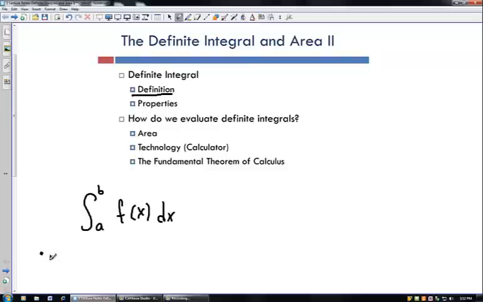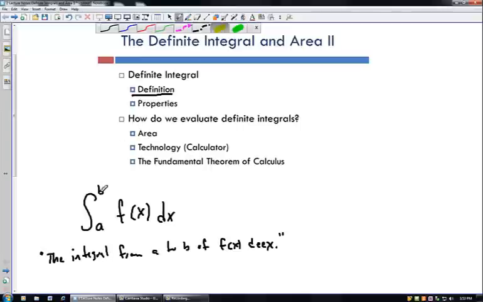And so this is said, the integral from a to b of f of x dx. And a and b are called limits of integration. b is the upper limit, and a is called the lower limit.